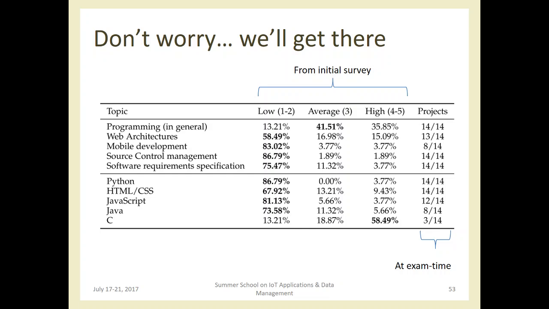So, 58% of people say that they had a low knowledge of web architectures, but in 13 projects out of 14, they actually used that. So during the course, they started from having a low knowledge to actually implementing one. And this is the same for others. For example, mobile development, nobody knew it, but in nearly half of the projects, they built a mobile application. And source control was used by everybody because it was a requirement for the course. And software requirements also are required for the exam, and so everybody needed to specify the work, and so on.